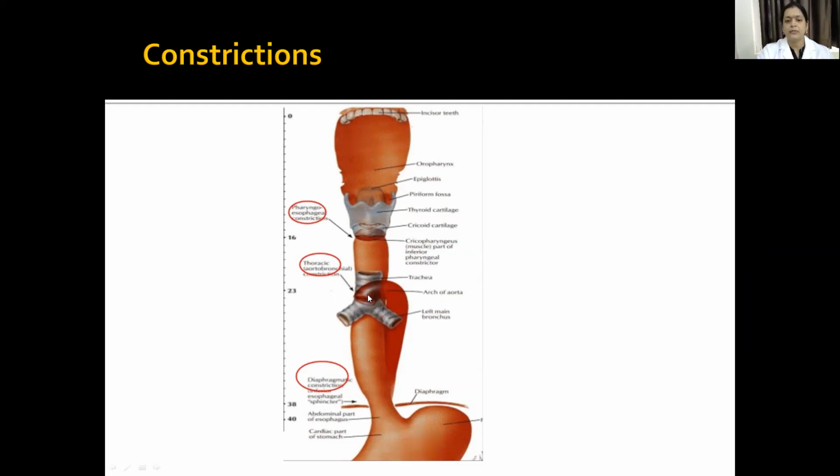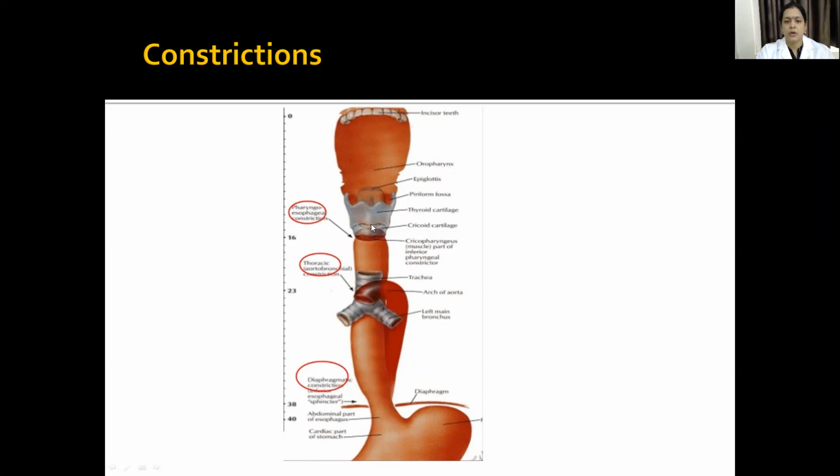One is the cricoid. The second is the bifurcation of the trachea at the T4, T5 level, about the sternal angle, and the lower esophageal sphincter is about the T10 level. These are the anatomical constrictions, and there are some functional constrictions also. The first functional constriction is the same as the first anatomical constriction, that is the cricoid, or the cricopharyngeus muscle, which holds the esophagus and creates a constriction here, and then the lower esophageal sphincter. So we have related this to the physiological constriction.